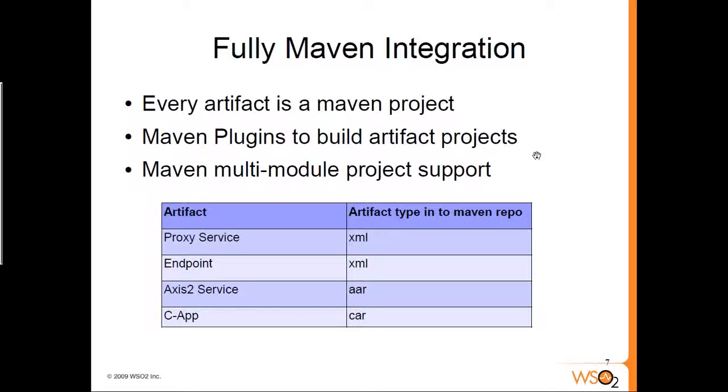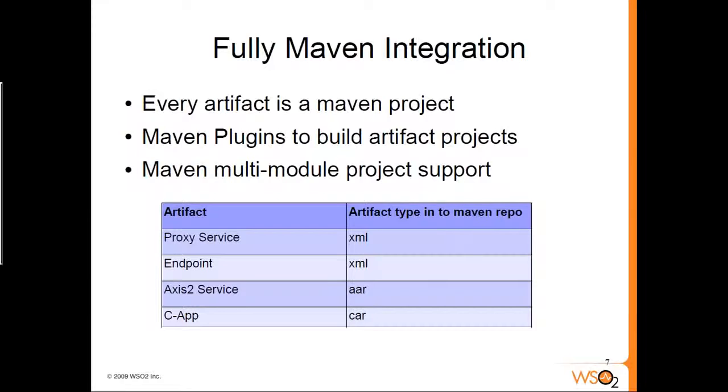One important thing about Developer Studio is that it is fully Maven integrated. Each and every artifact is a separate Maven project, and we have provided a set of Maven plugins to build these artifact projects. Once you build a proxy service project, you will get an XML file. If you build the Axis2 service project, you get an AAR file. If you create the CApp and build it using Maven, then you will get the CAR file.